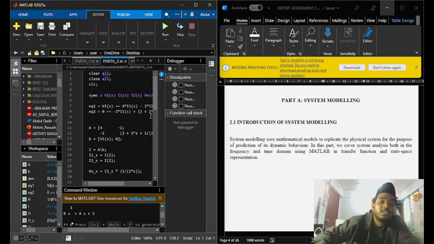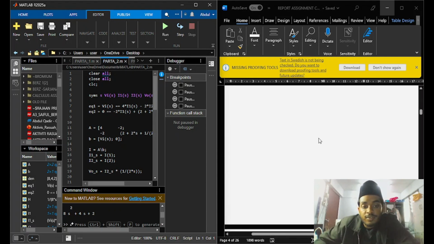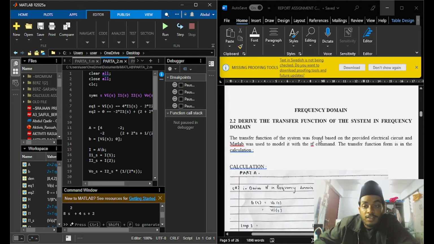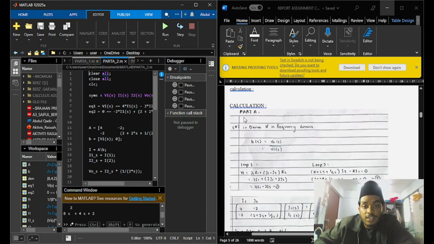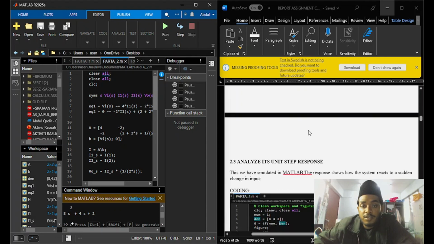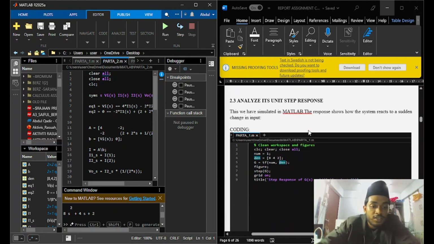We started by deriving the transfer function of the system using the Laplace transform. So this is my calculation for the transfer function. This function describes how the output responds in the frequency domain. This is all I have put in the report. Next we simulate the unit step response of this transfer function. The plot shows how the system reacts over time when a step input is applied.